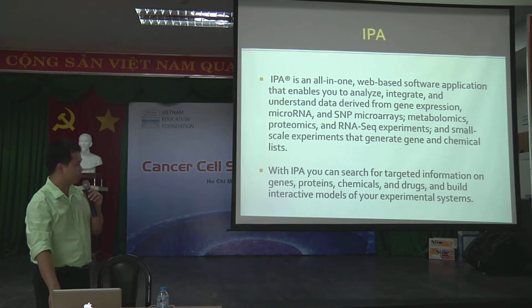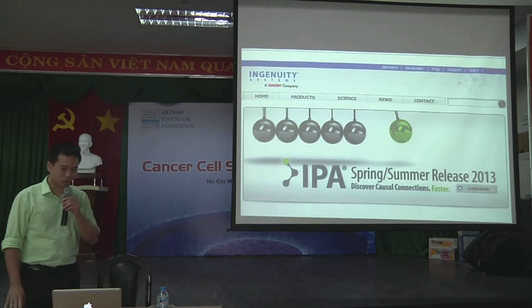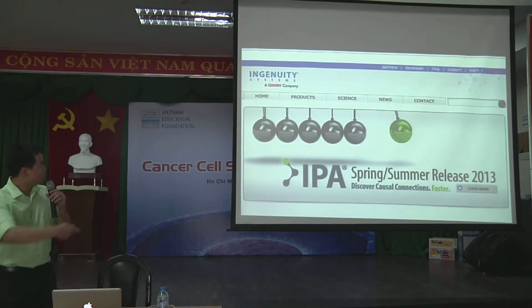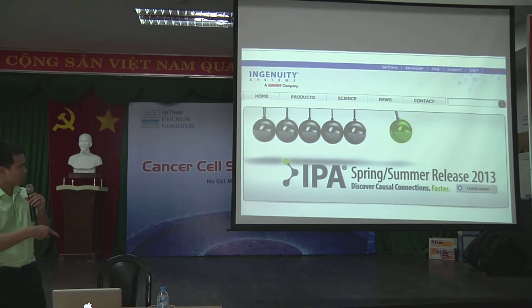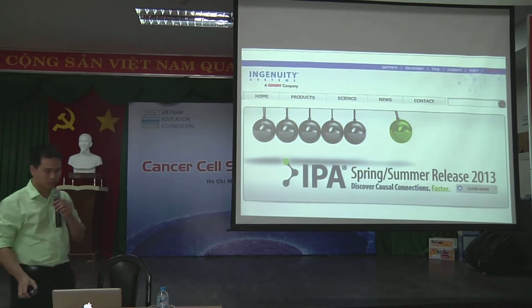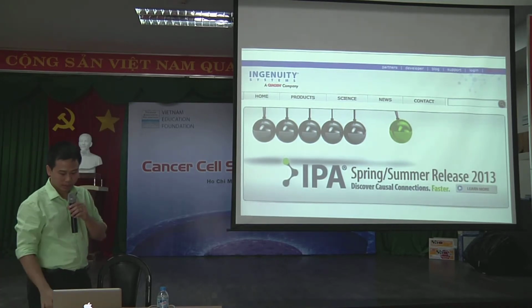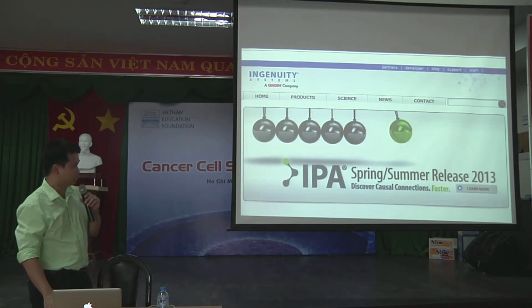for your experimental system. This is the website of IPA, and originally they only had one product, which is named IPA, and the company name is Ingenuity Systems. It's based in California and has recently been bought by Qiagen.